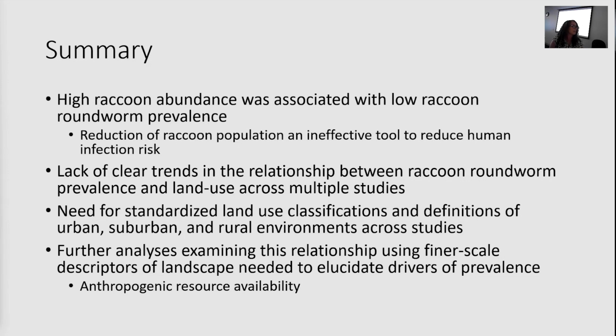An example of this could be anthropogenic resource availability. I always make a joke that I wish there was a trash layer on GIS that we could put here, because I feel like that might show us more about what's driving prevalence, since it really comes down to raccoons.